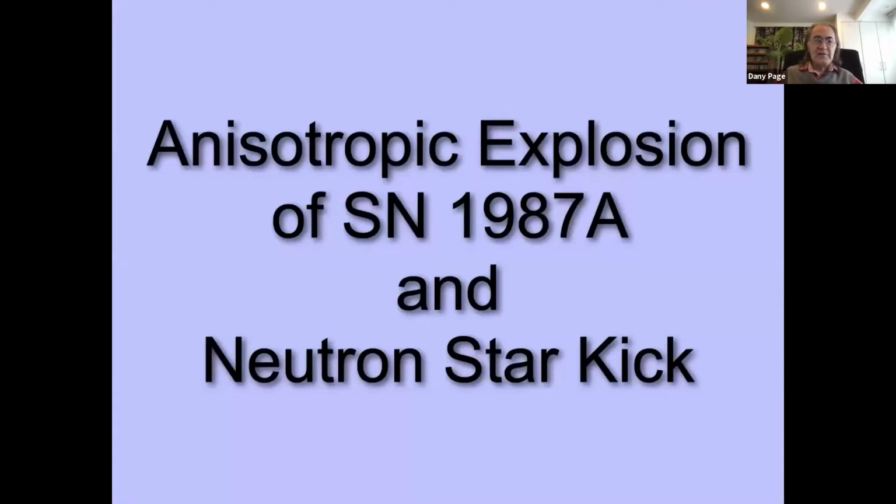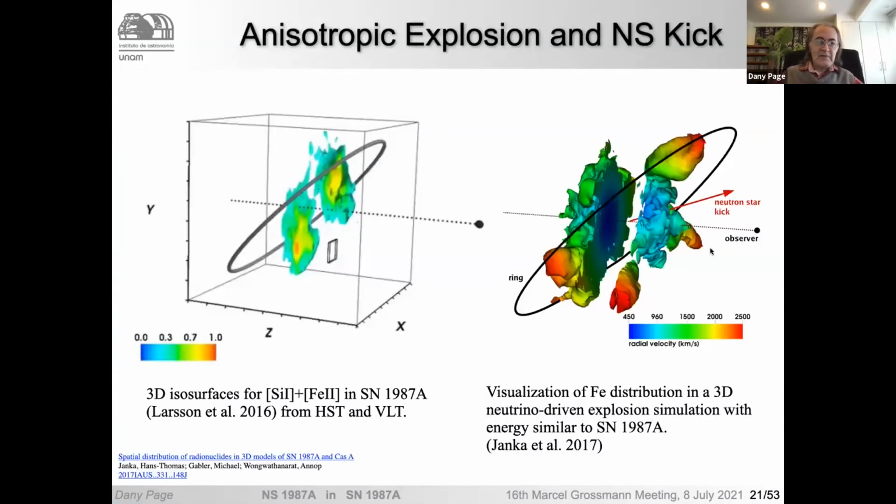And there is evidence that something similar happened in 1987A. This is an observation from 2016 in the optical, of silicon and iron from the Doppler shift. You can reconstruct the 3D geometry. And this is one year later, a paper by Thomas Janka, one of our collaborators. By doing a 3D anisotropic explosion, they found a model that looked pretty similar to that one, and they get a similar distribution. And from the velocity and the mass of the matter being ejected, by momentum conservation, they could predict where the neutron star should be moving.